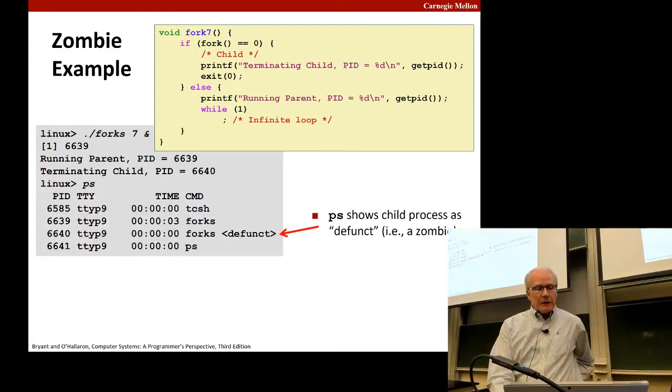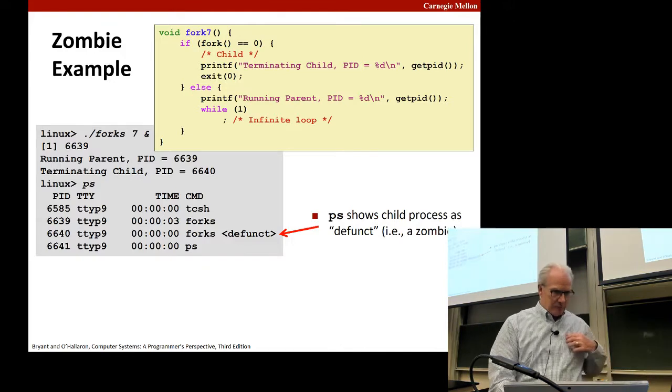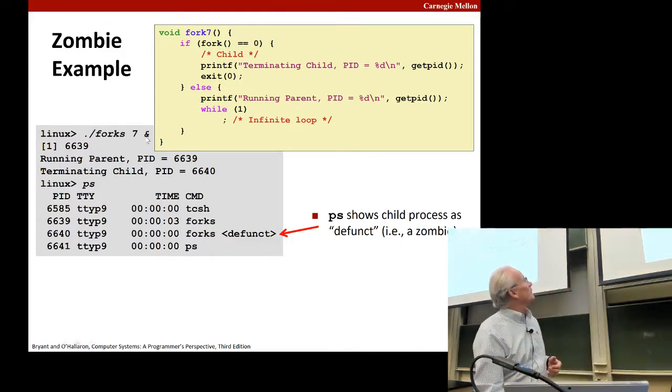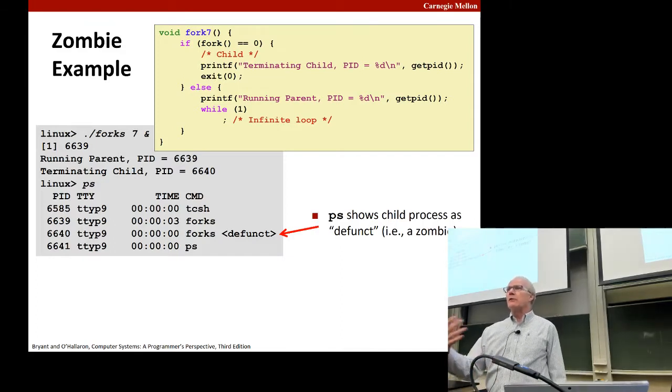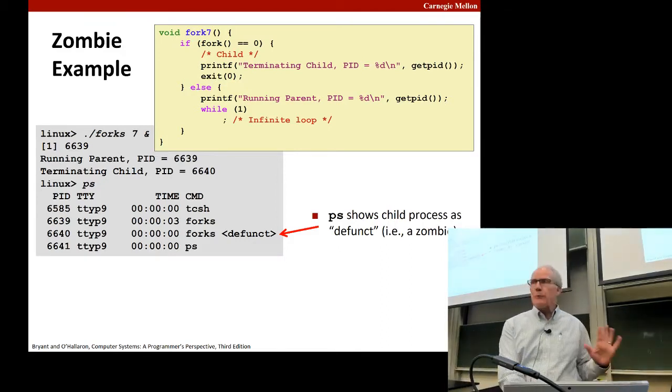But now you'll see that this invocation of forks that I'm showing here, I put an ampersand at the end of the command line, and that says, execute the command, but do it in the background. So return back to the shell and just let this program run. And this will be a very important concept we'll talk about today.